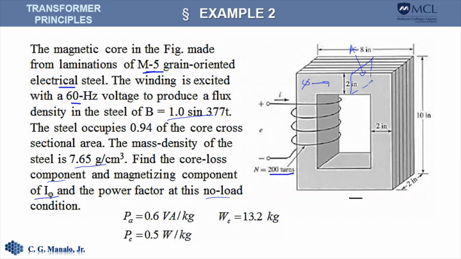So here, based on this maximum flux density of 1 Tesla, we can find the core loss per kilogram from the data sheet. So it's 0.5 watts per kilogram, and the exciting volt amperes at 0.6 volt amperes per kilogram. The weight of the transformer is given. So let's proceed to the solution.